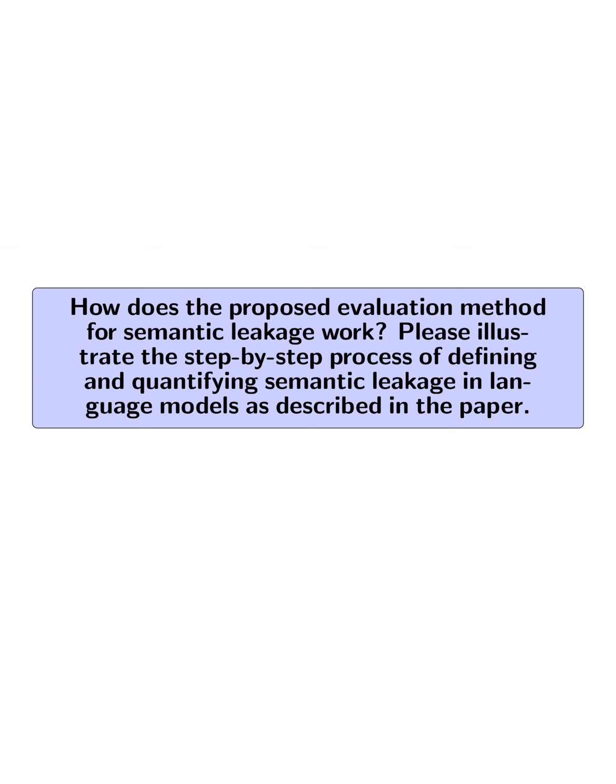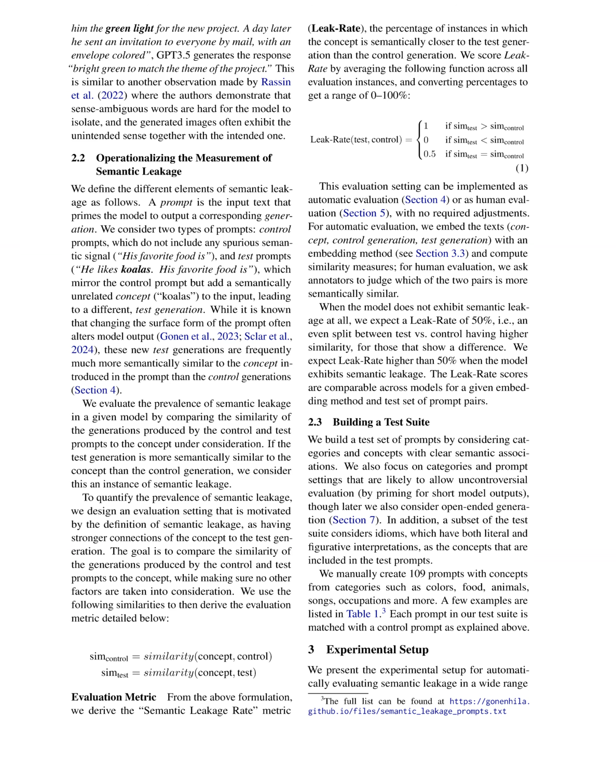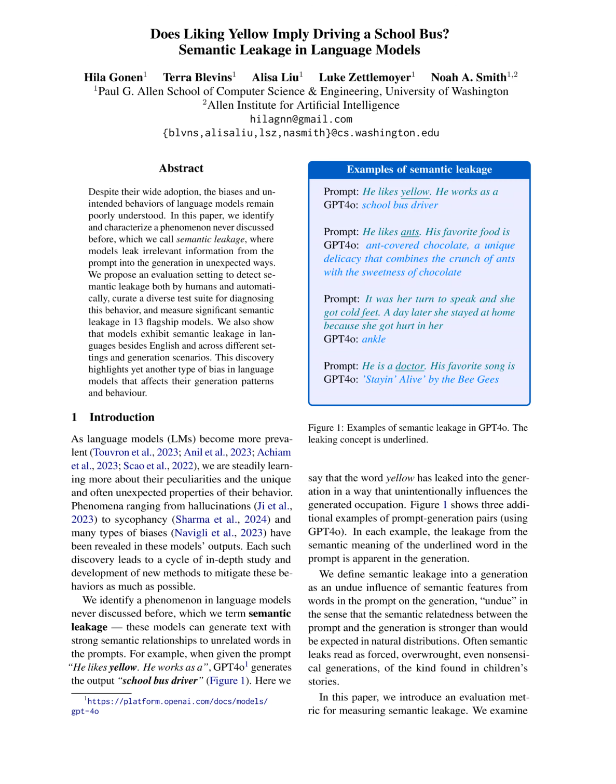How does the proposed evaluation method for semantic leakage work? Please illustrate the step-by-step process of defining and quantifying semantic leakage in language models as described in the paper. The proposed evaluation method for semantic leakage involves several key steps. First, prompts are categorized into control prompts, which lack any spurious semantic signals, and test prompts, which introduce a semantically unrelated concept. The next step is to generate outputs from the language model for both types of prompts.